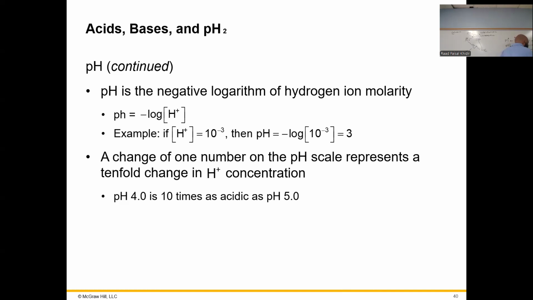So on the exam, the question will be true or false: the pH equals negative log of the OH. True or false? That's false. So the pH is negative log of the hydrogen proton concentration. That's the pH.